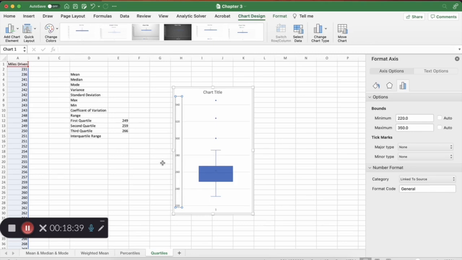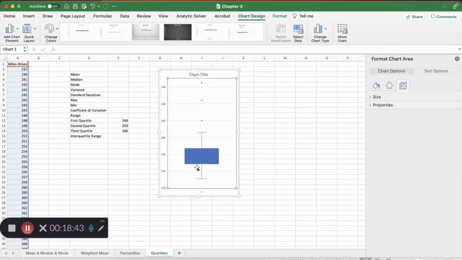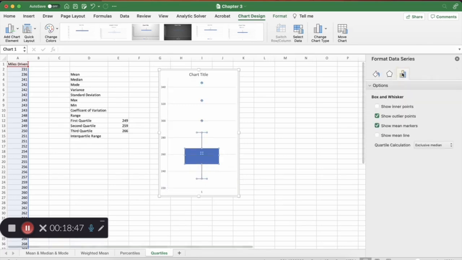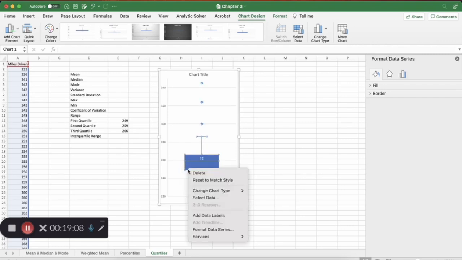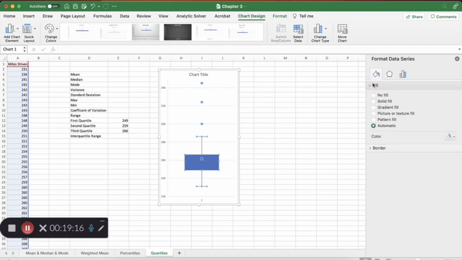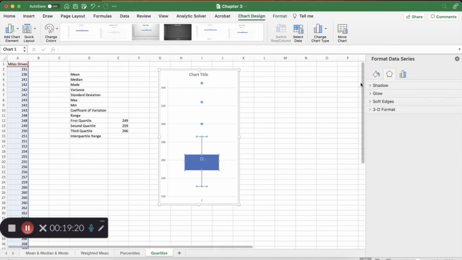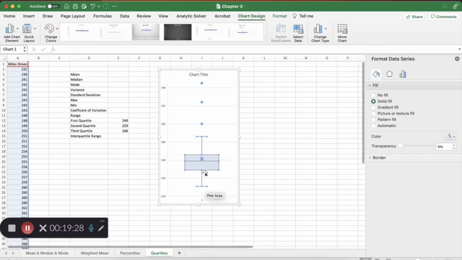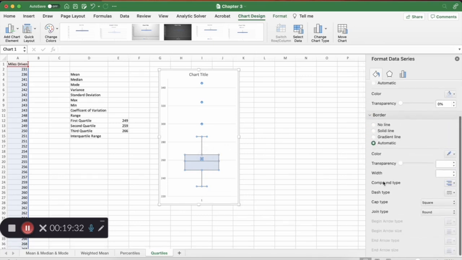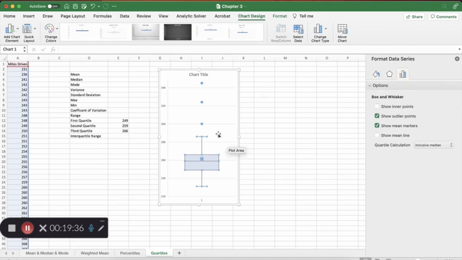Yes, this is a little more readable. And if you look at the options, show outlier points, yes. Show inner points. Show mean marker, yes. Exclusive median or inclusive median is going to be a little bit different, but that's okay. It's a different way of calculating the mean and median. We can also change the fill, and you can play with the color and border. So you just do as we did before to make this readable.